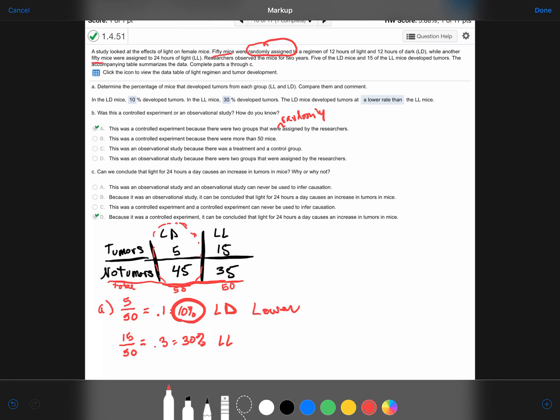And if you have a controlled experiment, as long as you have that random assignment, then you can determine causation. That's the only time. So if you're under an observational study, if you don't have that random assignment, then you cannot claim that one thing caused the other. But in this case, because we do have the random assignment, we do have a controlled experiment, so we can conclude that there was a cause and effect relationship there.